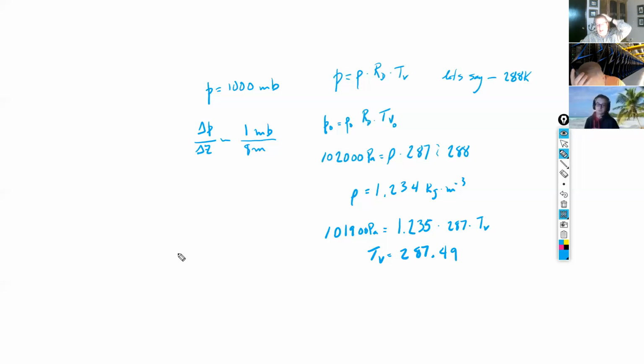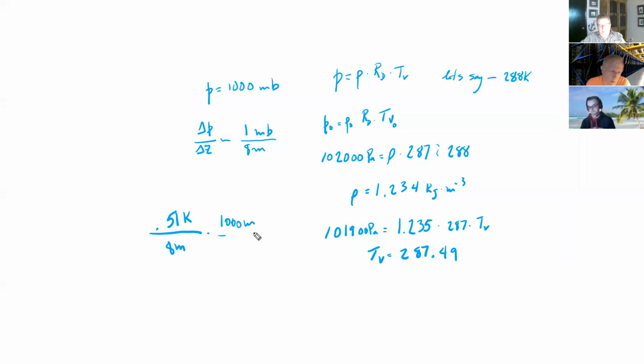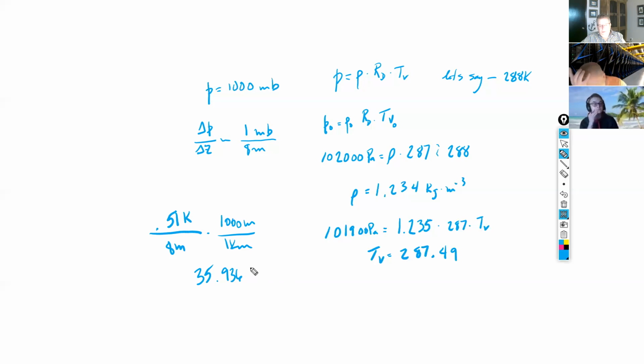So the temperature has gone down by how much? 0.51 K divided by 8 meters times 1,000 meters per kilometer. And what do you get? 35,936.46... 35, what? 936. Right? 35, which would be degrees Celsius per kilometer. So there's your lapse rate in a situation like this.